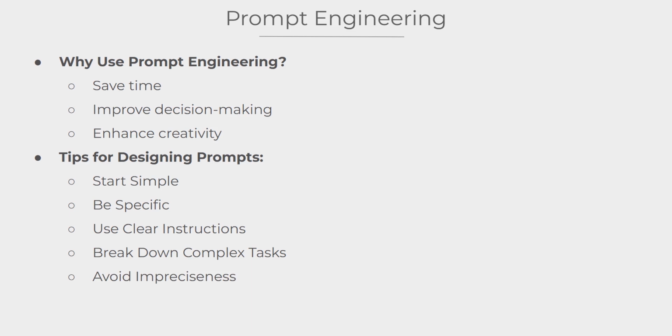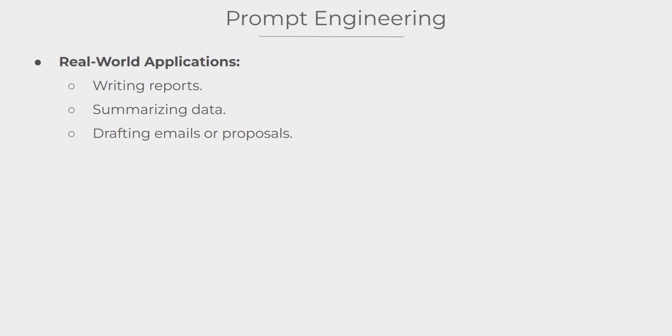The fifth one is avoid impreciseness. Avoid vague or overly clever prompts. Instead, focus on being direct. For example, a bad prompt would be, explain prompt engineering in a few sentences. On the other hand, a better prompt would be, use 2-3 sentences to explain the concept of prompt engineering to a beginner. Now let us see real-world applications.